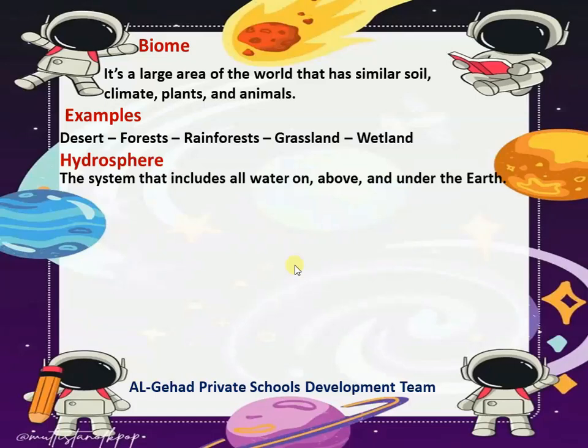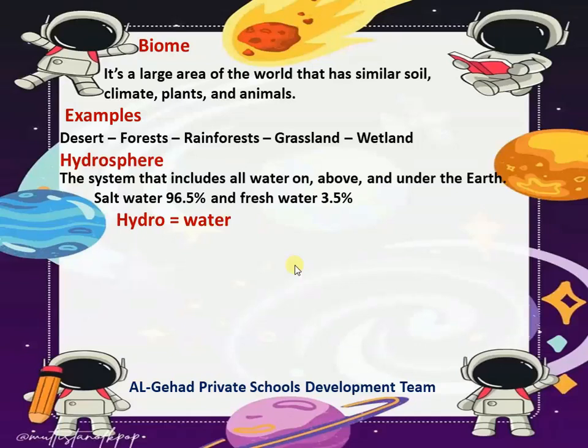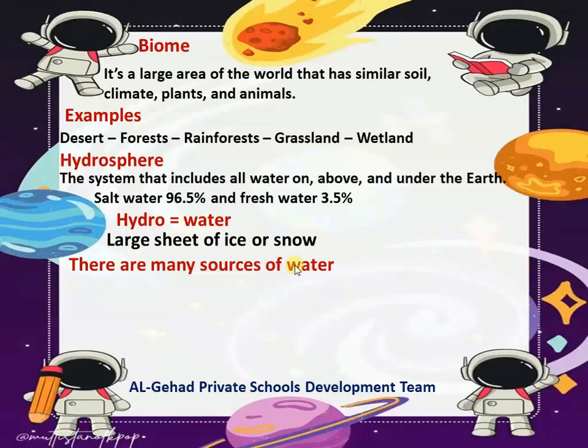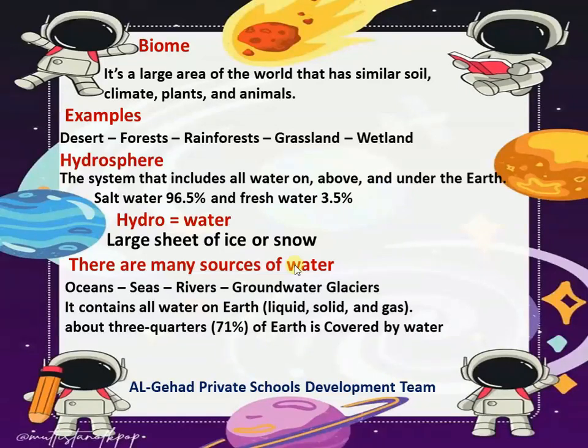Hydrosphere, the system that includes all water on, above, and under the earth. Salt water equal 96.5% and fresh water 3.5%. Hydro means water, large sheets of ice or snow. There are many sources of water, like oceans, sea, river, groundwater, glaciers. It contains all water in the earth, liquid or solid or gas.